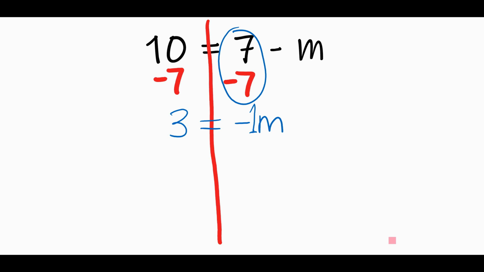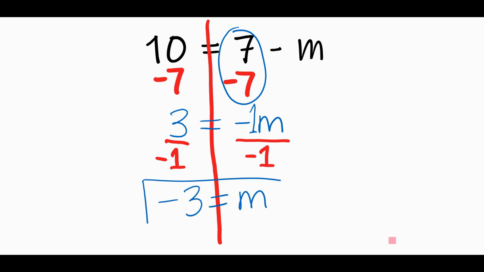So now that I've written the 1, hopefully you can see that the M is being multiplied by negative 1. And the opposite of multiplying by negative 1 is dividing by negative 1. So we are going to divide both sides by negative 1. And a positive 3 divided by a negative 1 is negative 3 equals M. So our answer is negative 3 equals M.